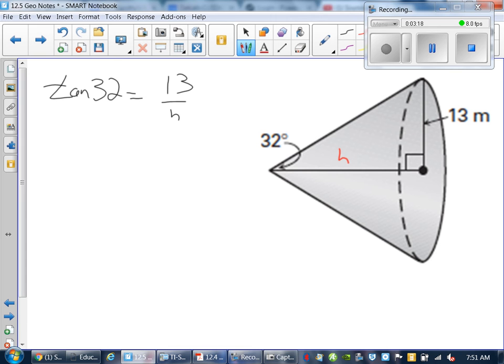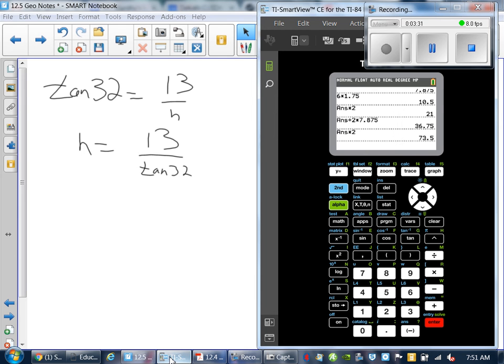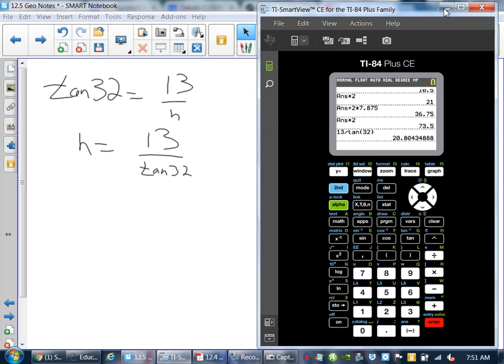What do you do when your variable's on the bottom? Change-o. Bless you. So we have 13 divided by the tangent of 32 degrees. I get 20.8 for my vertical height.